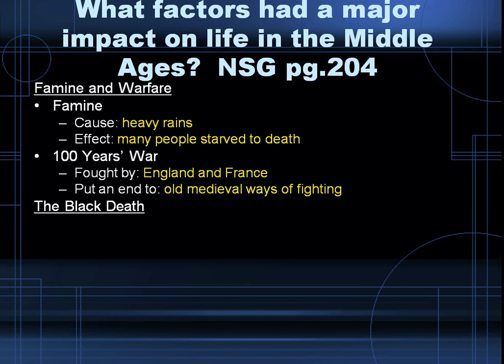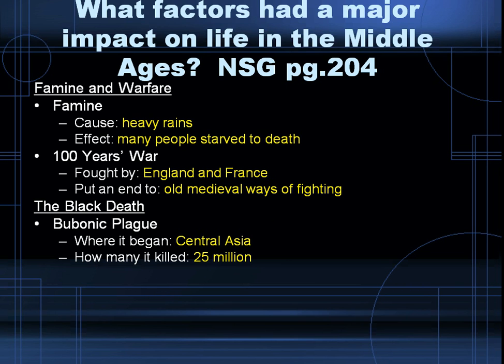And finally, you have the Black Death. And this was the bubonic plague. It began in Central Asia, and it killed about 25 million people, about 1/3 of the population of Europe over 50 years. And it affected all classes. So it wasn't just the peasants or the serfs that were affected. It affected nobles, it affected kings, and everybody.